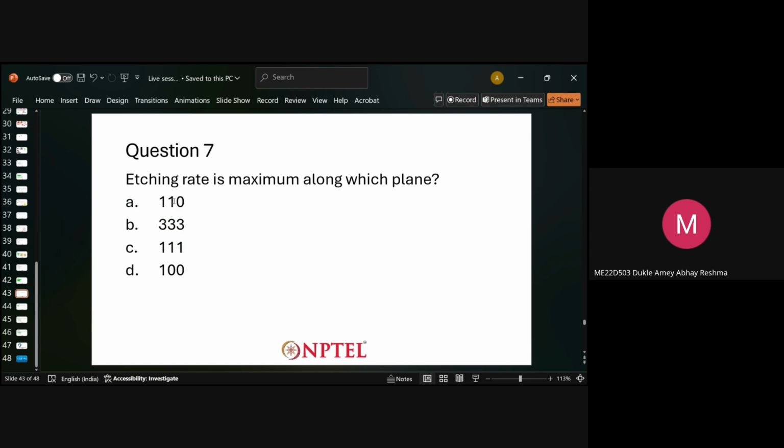Coming to the seventh question, etching rate is maximum along which plane? 110 plane, 333 plane, 111 plane, and 100 plane. This has been discussed in the lecture. The answer is 110 plane. The etching rate depends on the atomic packing. When there are too many atoms, there will be boundaries, so it becomes very difficult for the etchant to go through it. Along the 110 plane, the atomic packing density is a bit lower. That is why you are getting faster etching through 110 plane.